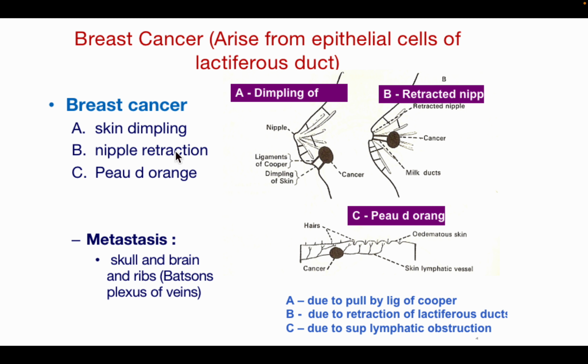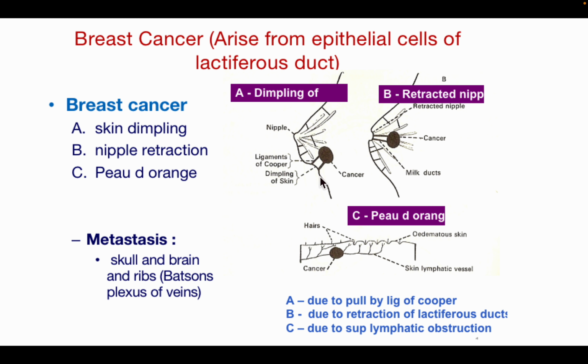You can see here that breast cancer mostly arises from the epithelial cells of the lactiferous duct. Let's see the diagrammatic representation. This A is known as skin dimpling. Here you can see the suspensory ligaments of Cooper, and here the dimpling of the skin takes place. The cancer is over here, this is the nipple area, and just behind the nipple there is a retraction of the nipple on the posterior aspect.